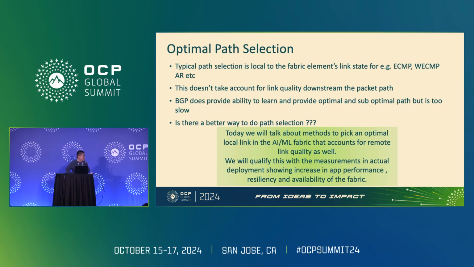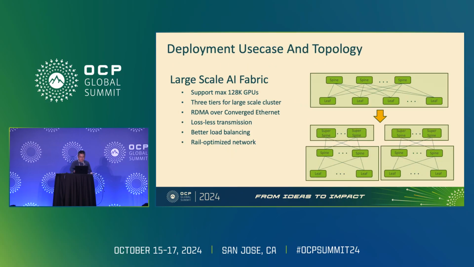The first step, I think, is to monitor the local link quality, and then we take one step forward to account for the remote quality. With that global information, we believe that we can achieve better load balancing and further better performance in the application. We are actually building AI fabric for various scales of GPU clusters.